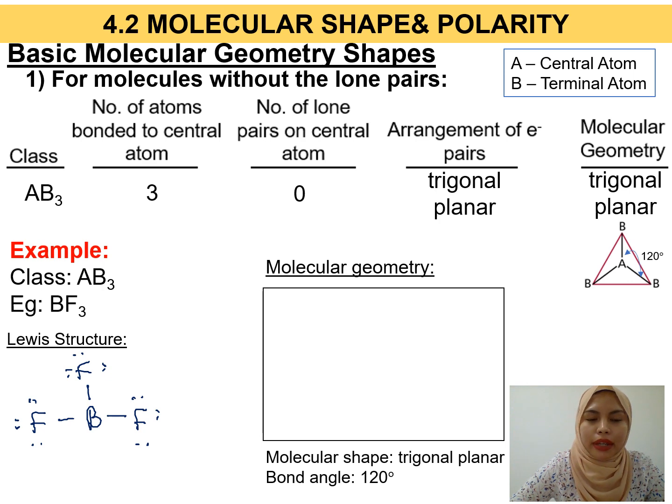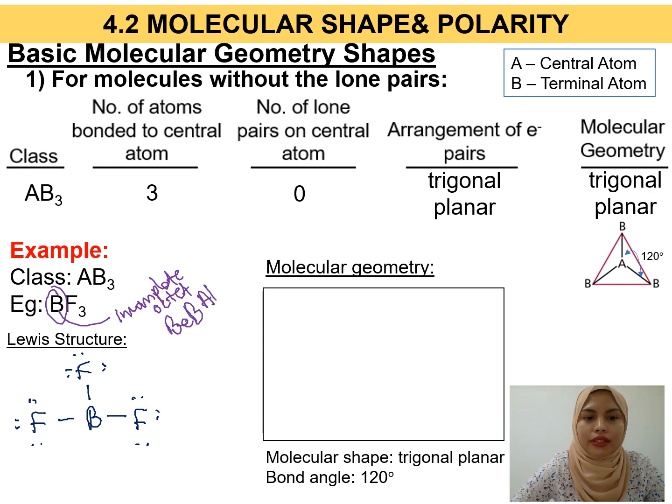Okay, and one more thing, why we don't have to octet boron? Because boron dia tergolong dalam incomplete octet. Still remember tak incomplete octet? Incomplete octet kan dia kita dah belajar before this. Contohnya apa? Beryllium, boron, aluminium. Okay, so that's why we don't have to octet the boron. So bila kita tak perlu octet boron, makanya this boron actually tiada pun lone pairs dekat dia punya central atom.